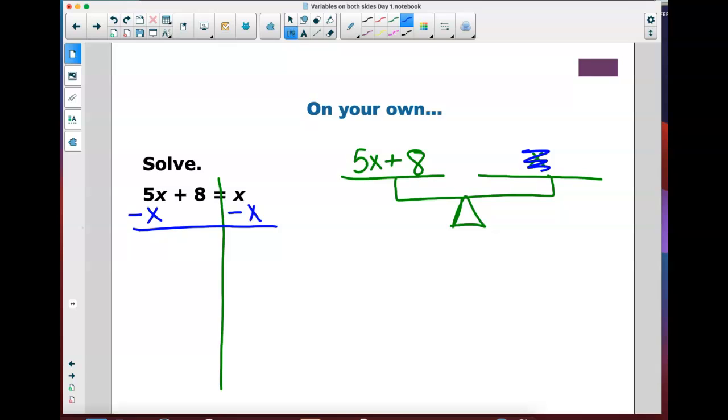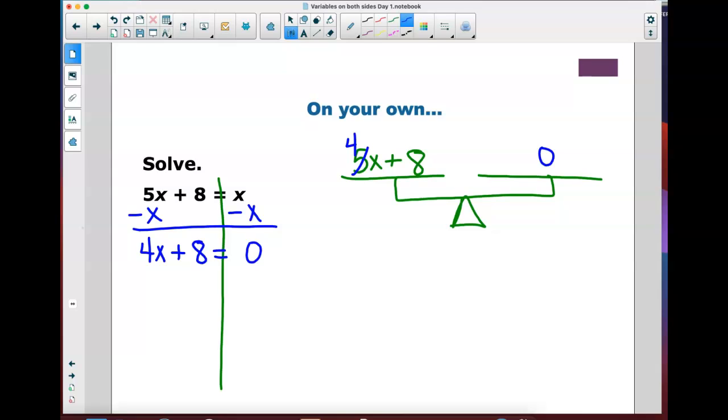If I take away an x from both sides, what do I have left? What's 5x take away an x? 4x. Right, this would be a 4. So 4x plus 8 equals what? What's on the other side? If I took away the x, what's over here? Nothing. So what am I going to put? 0. It equals 0. Okay. We can do that. So now we have 4x plus 8 equals 0.